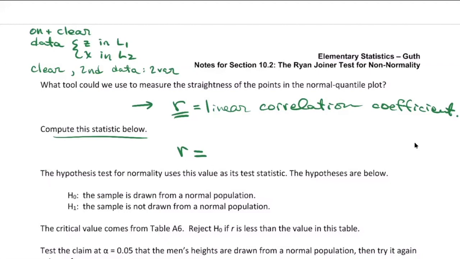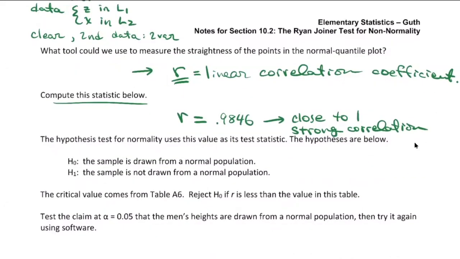Yep, 0.9846 is also what I got, which is really close to 1. So that's a strong correlation between these points. Makes me feel like they have a similar distribution.